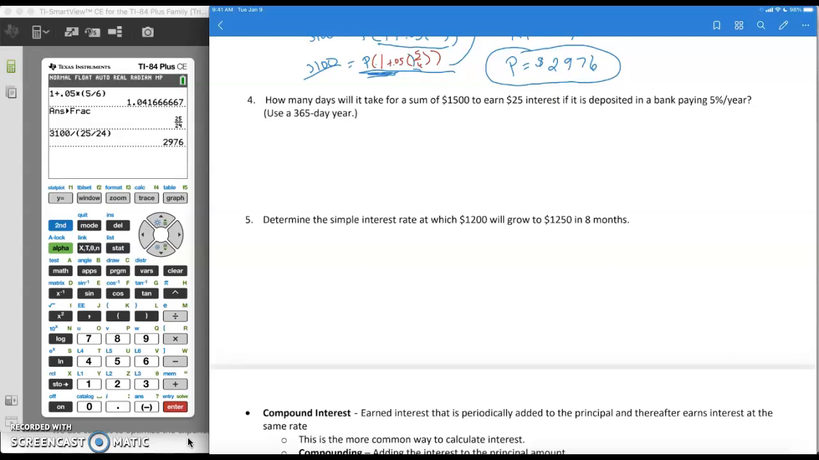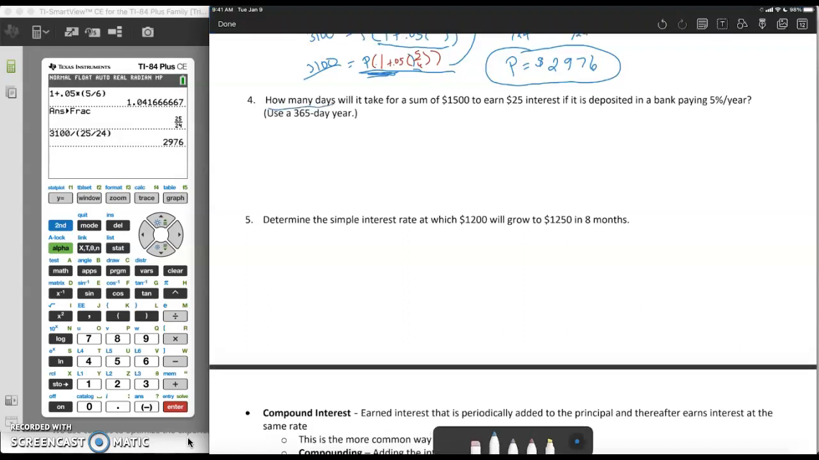So let's see, we are looking for how many days? So we are looking for the T. We don't know the T. We do know what was invested, so we know that this is the principal. We know the interest that it's gaining, and we know that the rate is 0.05 or 5%. So it looks like probably the best way to do this is to do the I equals PRT version.